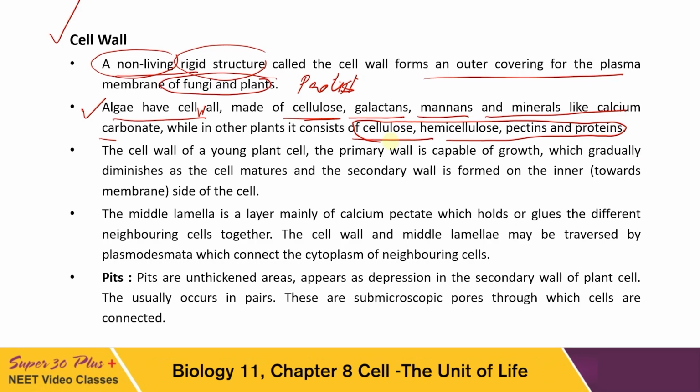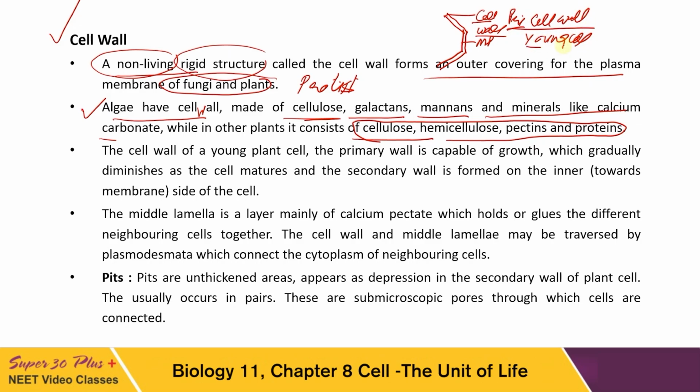The cell wall of a young plant cell: you see that this is the cell wall like this. This is the cell wall. Beneath the cell wall we have the plasma membrane. This cell wall is present since the beginning, and it is known as the primary cell wall. So the primary cell wall is found just outside the plasma membrane, and it is found in all plant cells, that is, young cells.